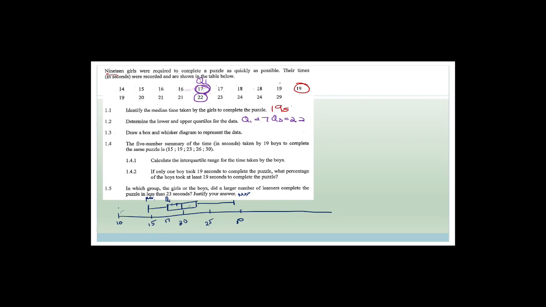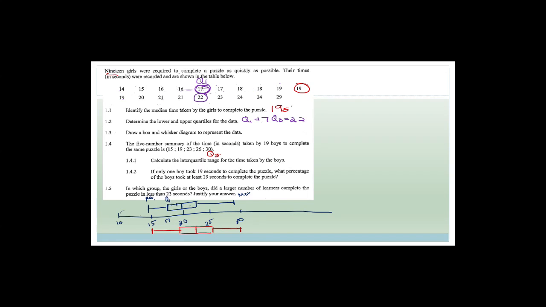Okay. Now it says the 5-number summary on time in seconds taken by 19 boys to complete the same puzzle is 15, 19, 23, 26, and 30. That's interesting. So 19 girls took the puzzle, and then 19 boys took the puzzle. And this is the amount of time it took. On average, do you see that it actually took the boys more time than it took the girls to complete this thing? It says calculate the interquartile range for the time taken by the boys.